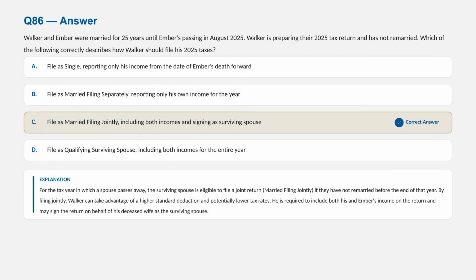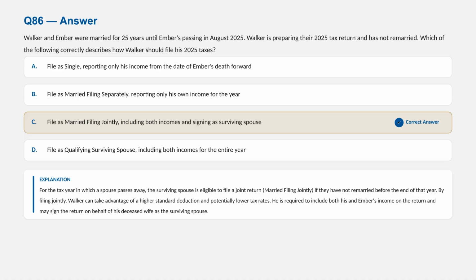The correct answer is C. File as married, filing jointly, including both incomes and signing as surviving spouse. For the tax year in which a spouse passes away, the surviving spouse is eligible to file a joint return, married filing jointly, if they have not remarried before the end of that year.